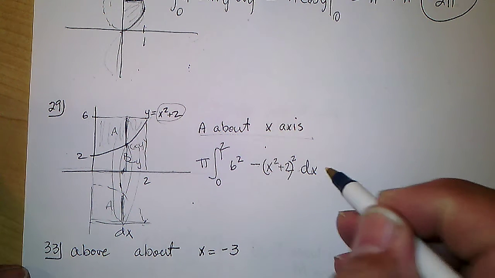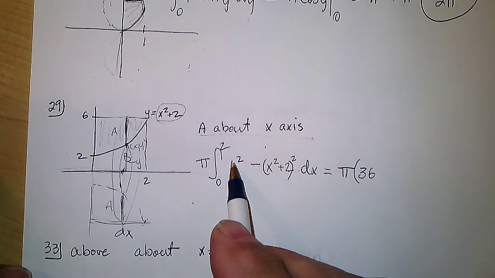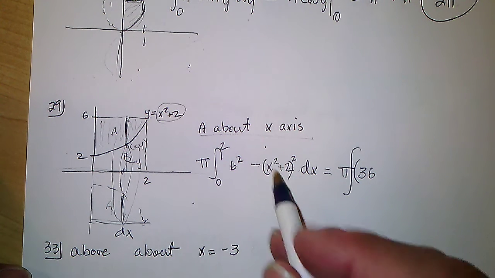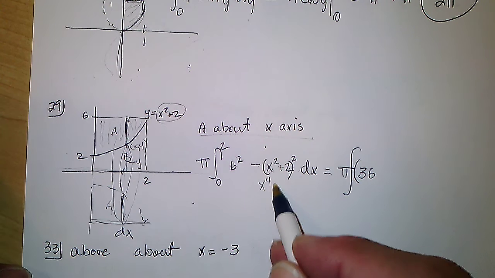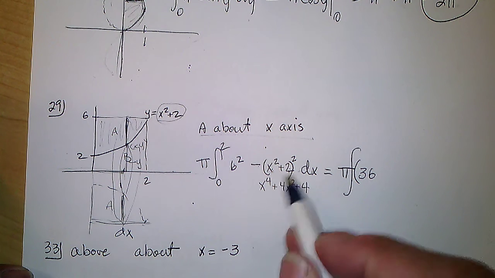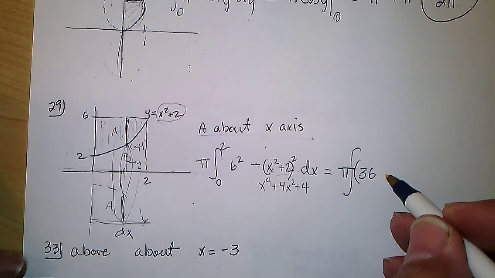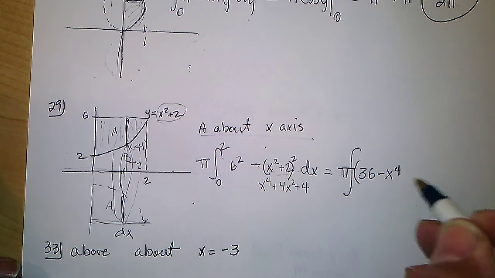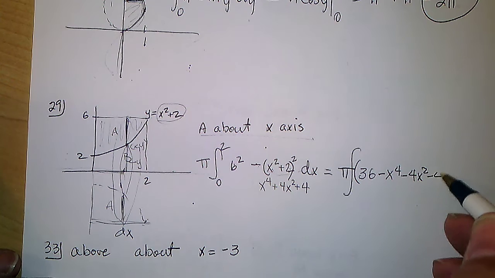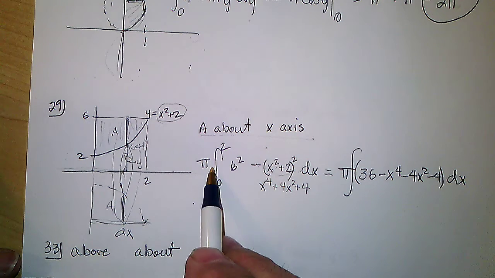So we got pi large radius squared minus pi small radius, the y, the x squared plus 2, quantity squared. Now to work this out, we've got the pi, we've got 36, we still have to integrate. This multiplied out is going to be x to the 4th plus 4x squared plus 4. That's squaring this quantity. And we've got to subtract it, so it's going to be minus x to the 4th minus 4x squared minus 4 dx. That was just multiplying it out. We haven't integrated yet.